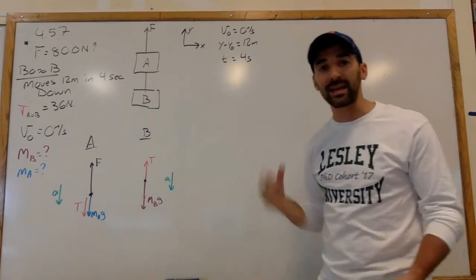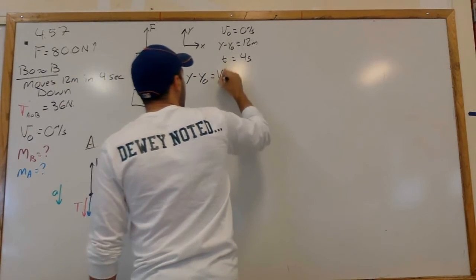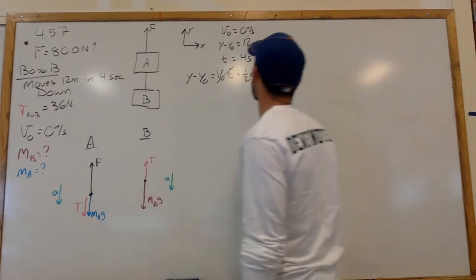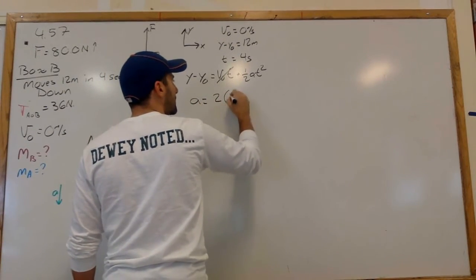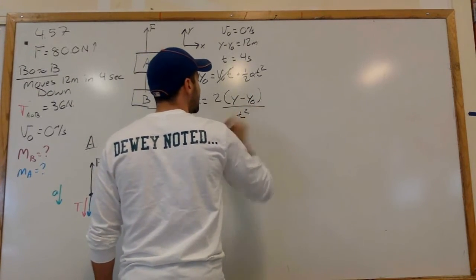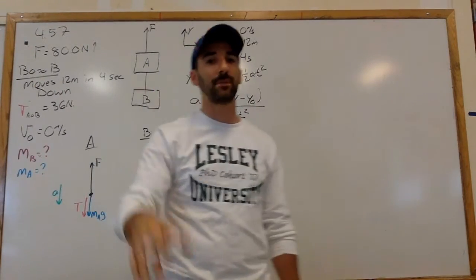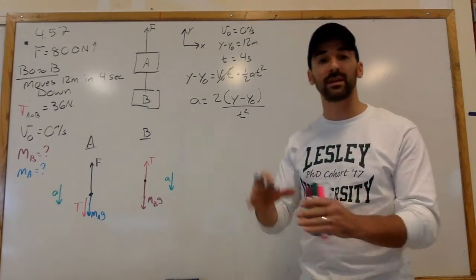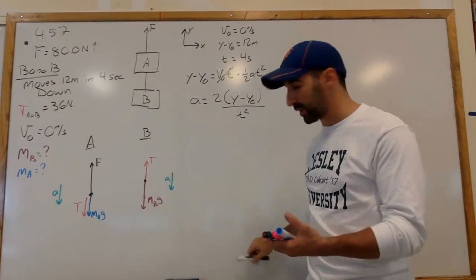So now we can pull back into our kinematics bag of tricks, and I can say y minus y naught equals v naught t plus 1/2 a t squared, where my initial velocity is 0. And I can say that acceleration is equal to 2 times y minus y naught divided by t squared. Now, I can leave this in variables, and I keep saying I like to leave things in variables, but here I actually want a number because it's going to get a little bit ugly here, and I don't know if we want all of these variables floating around.